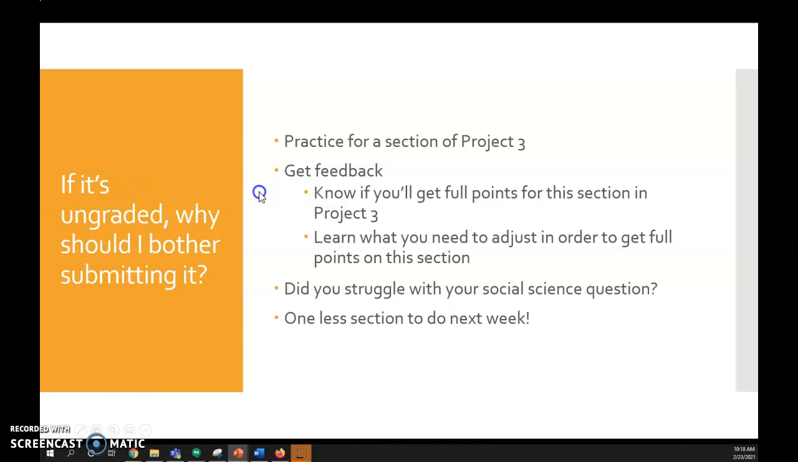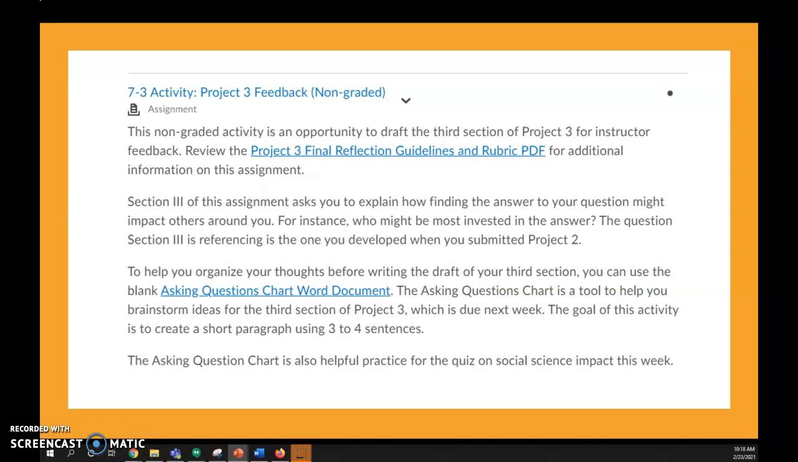So now on to the assignment itself. The prompt you are given states you'll be drafting Section 3 of Project 3. Section 3 asks you to explain how finding the answer to your question might impact others around you. So just to recap, this is the question you first asked in your Project 2 assignment, and then you revisited it in your 6-1 assignment. Now, you may have needed to revise that question, so make sure that you're taking a good look at that feedback you received on those 2 assignments.